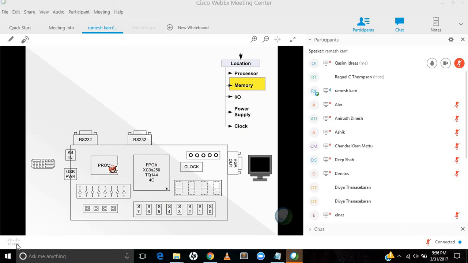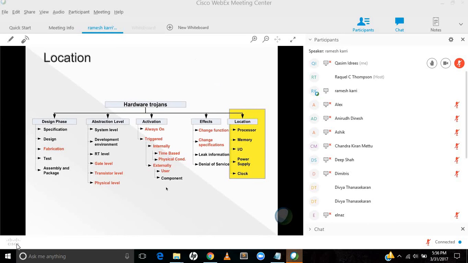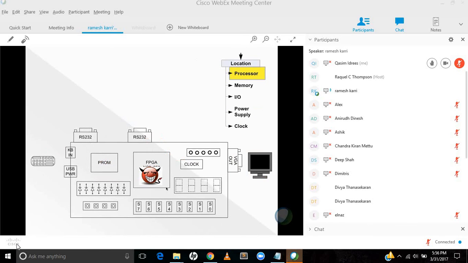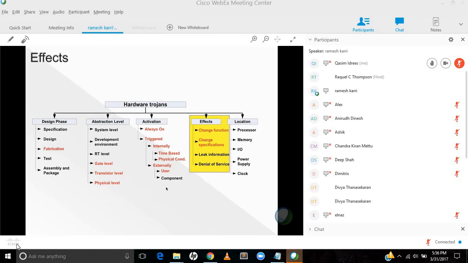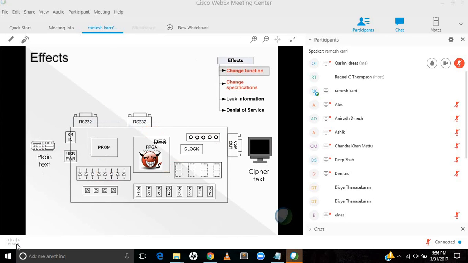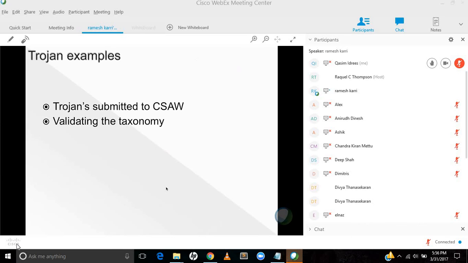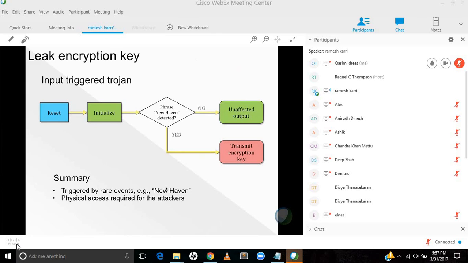But then you can also do it at multiple locations. People have demonstrated all of those. I'll quickly run through this. Nothing exciting about it; you can read through the slides. What they did was change function, change spec, leak information, and all that stuff. So these are the Trojans that were submitted to CSAW, and this validated the taxonomy.